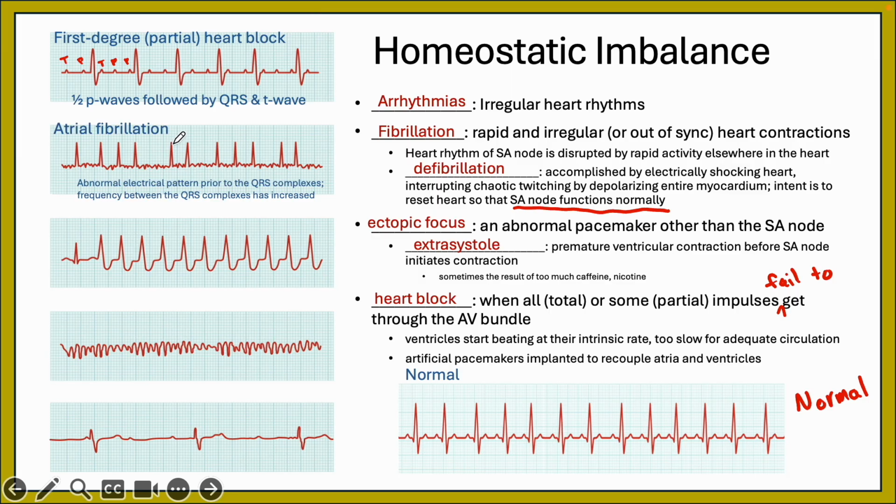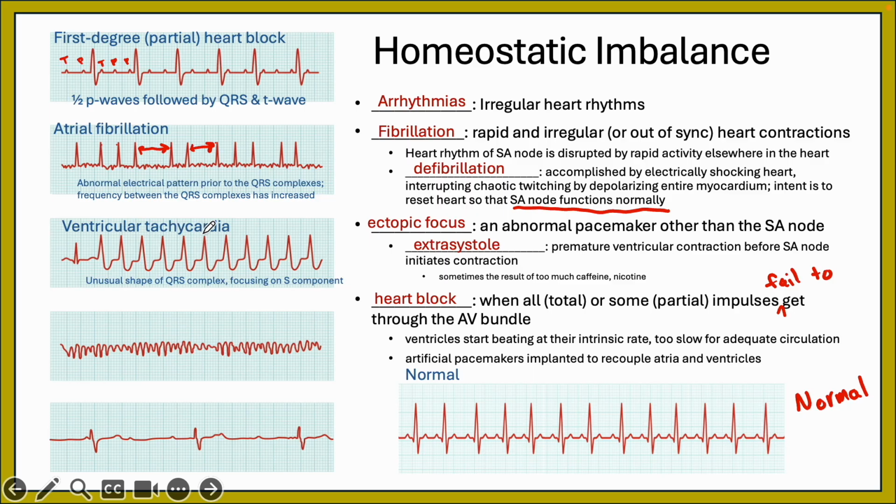Atrial fibrillation, this is the abnormal electrical pattern that happens prior to the QRS complexes. You can see the QRS is this big jump in the EKG. The frequency between the QRS complexes is also going to be varied and generally increased, and you don't have that characteristic P wave that is going to start it off.